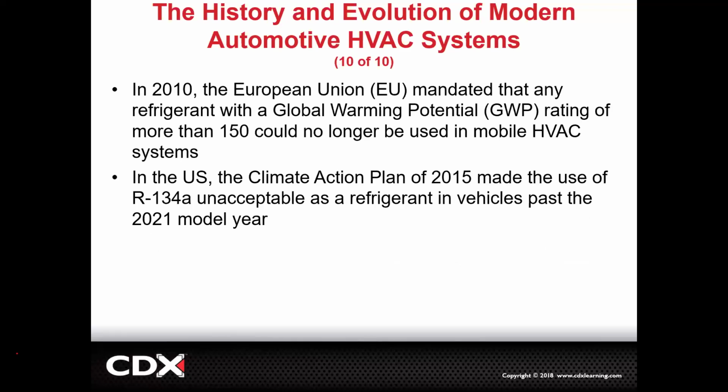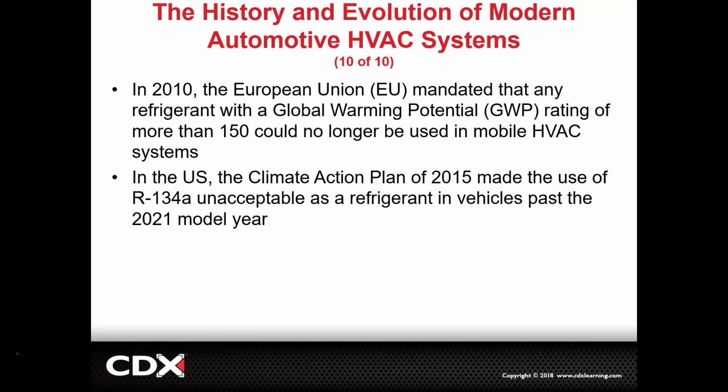And so in 2010, the European Union mandated any refrigerant with a global warming potential of more than 150 could no longer be used. So we did a big jump there. Now in 2010, they're like, hey, a global warming potential of 150, no good. And the US followed suit. And pretty soon after, the US Climate Action Plan of 2015 said R134a is unacceptable as a refrigerant in vehicles past 2021, right?